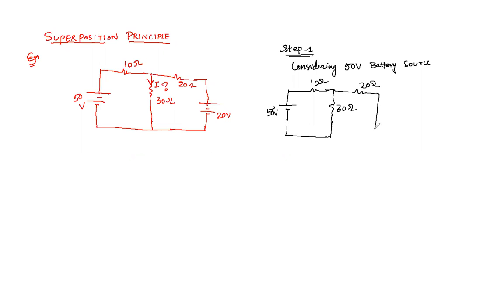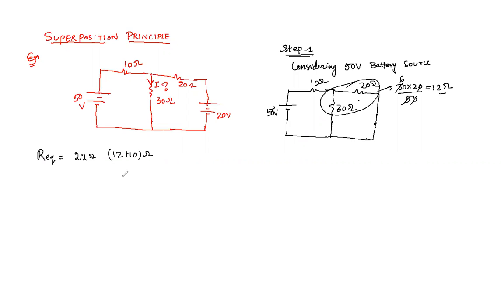If we look at this circuit, we can clearly say that this one is replaced by a straight conducting wire. 30 and 20 are in parallel with each other, so they will give a resultant of 12 ohm. Now this 12 ohm and 10 ohm are in series with each other, which gives R equivalent equal to 22 ohm, that is 12 plus 10 ohm. Clear?